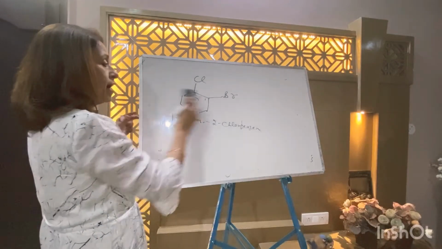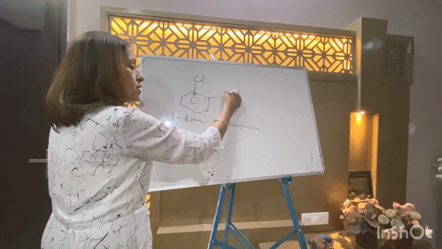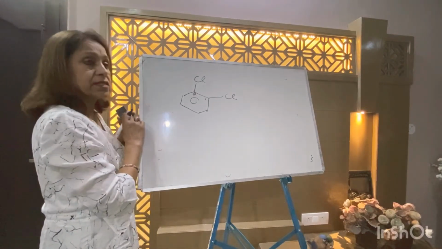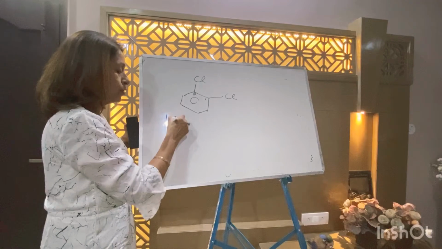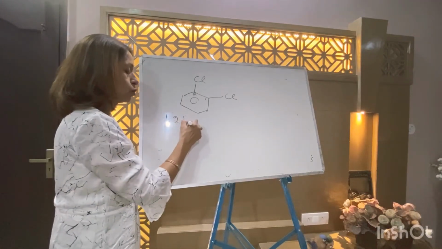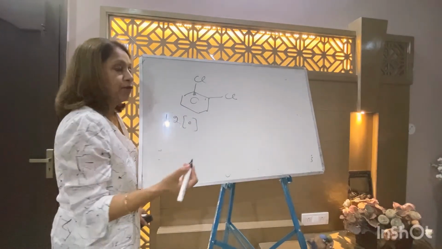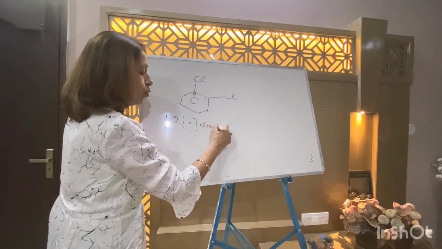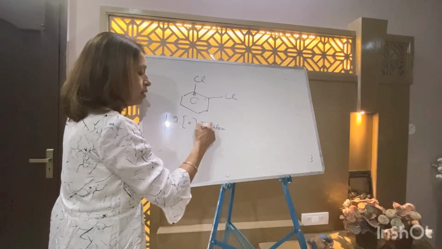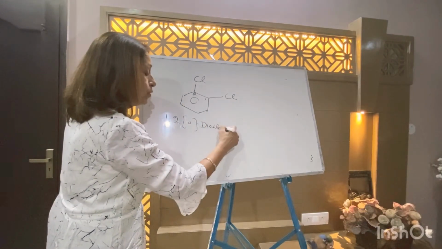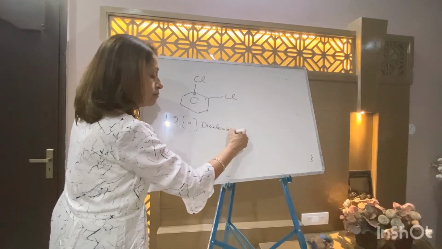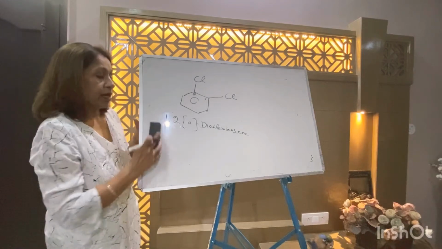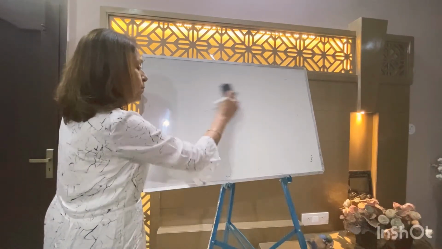Right? If both are the same halogens, like both are chlorine, then you may start from any side. So it's 1, 2, or you may call it ortho. O for ortho. 1, 2 ortho. It's 1, 2 hyphen dichlorobenzene. D capital, first letter capital. 1, 2 dichlorobenzene. Is it okay? So it's 1, 2 dichlorobenzene.